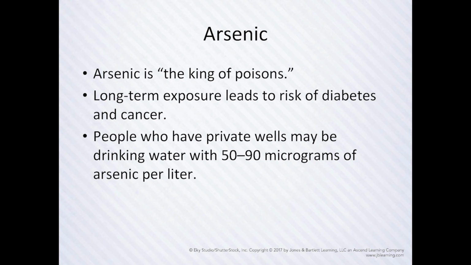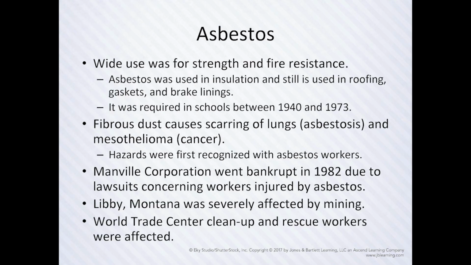Arsenic, typically called the king of poisons, has been around for a long time. It was used in the old days, in the Roman Empire before, to kill people. Long-term exposure can cause risks of diabetes and cancer. In an industrial setting, arsenic exposure also leads to skin cancer. People who have private water wells may be drinking high levels of arsenic in their water, as it comes from naturally occurring leachates from the soils.